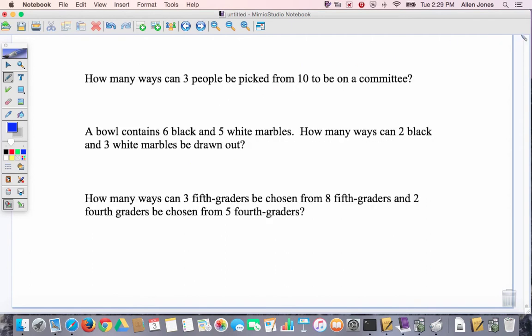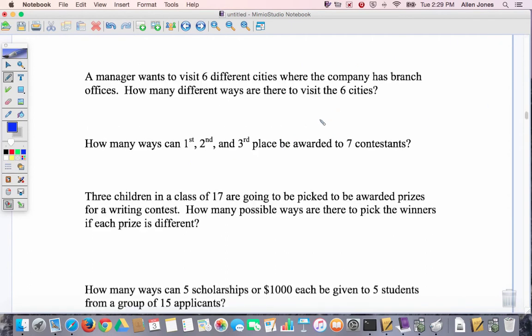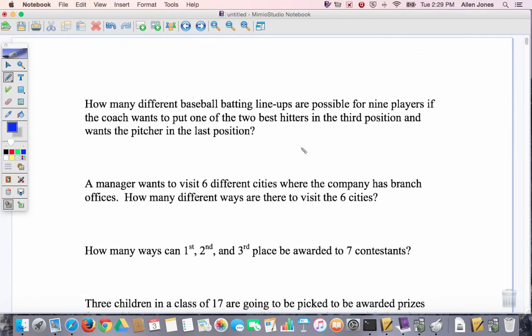Okay, so there's our fundamental counting rule. Moving on here, manager wants to visit 6 different cities where the company has branch offices. Ooh, maybe I didn't go all the way to the top. Let's go all the way to the top.